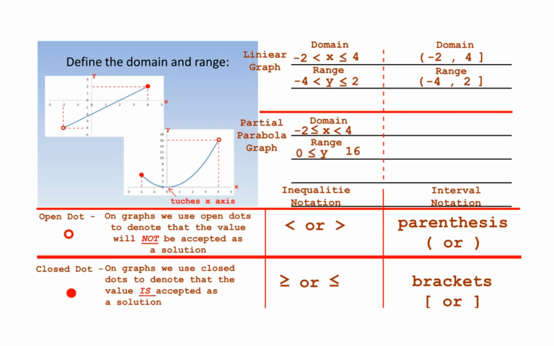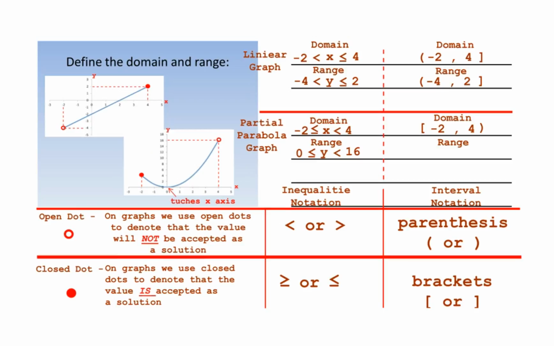So since 0 is an acceptable solution because it touches the x-axis, we put a less than or equal to sign. 16, let's see, has an open dot, so therefore it takes a less than inequality sign. It's not an acceptable solution, so less than will do. And once again, interval notation, domain format, the lower boundary, -2, higher boundary, 4. Bracket on the left side because it's less than or equal to, or it has a closed dot. On the right side, it has an open dot, so parentheses.